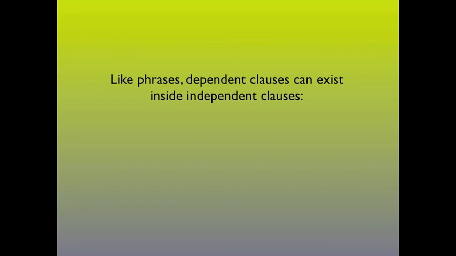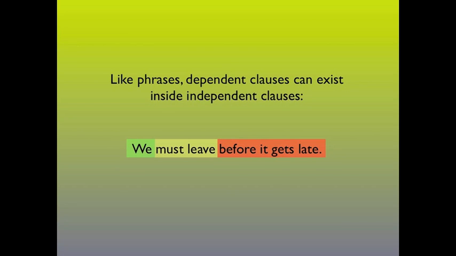Of course, that doesn't mean we won't find those dependent clauses inside our independent clauses. Sometimes they can function as the actor, sometimes they can function as the answer, as they do in this example right here. The actor in the dependent clause is it, the action is gets, and the answer is late. The entire clause is functioning as the answer of the sentence, we must leave before it gets late.